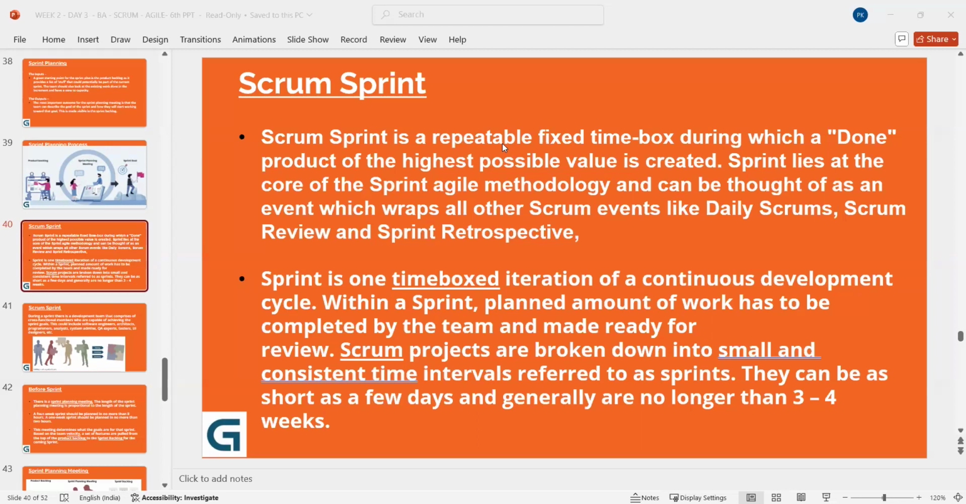Now let us understand the next paragraph, what it says. Anyone want to volunteer? Go ahead. Sprint is a time-boxed iteration of a continuous development cycle. Within a sprint, a planned amount of work has to be completed by the team and made ready for review. Scrum projects are broken down into small and consistent time intervals referred to as sprints. They can be as short as a few days and generally are no longer than 3 to 4 weeks.